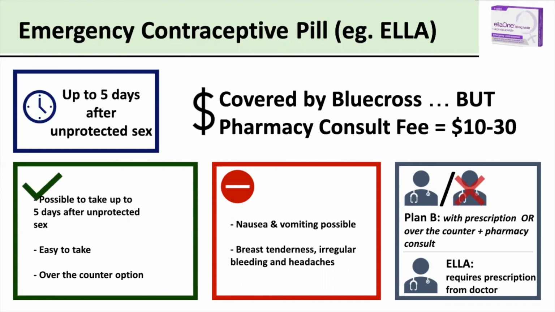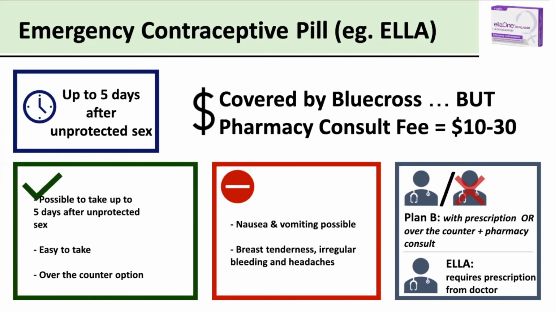So basically how it works is, if you decide not to go to a doctor first and not to get a prescription, you go to the pharmacy, ask for Plan B, and they will give it to you. However, they will charge you for a pharmacy consult fee, which varies between $10 and $30 depending on the pharmacy. However, when you get a prescription first to get either Plan B or ELA, the pharmacy will not charge you for a consult fee because it is included in the prescription. However, in both cases, whether you do or you do not get a prescription for your emergency contraceptive pill, the cost of the medication will be covered for Blue Cross and you will not need to pay for it.